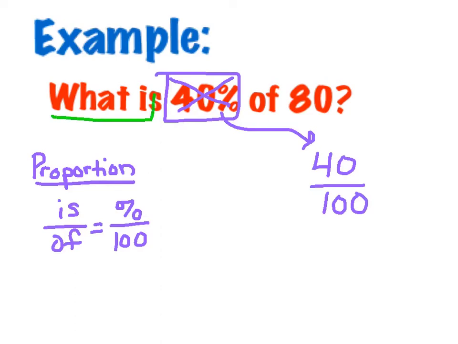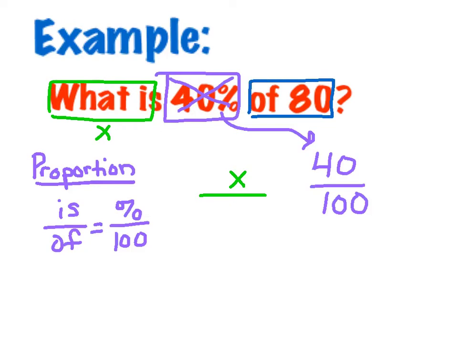Well, I have what is. So basically that's going to be my x value. And is goes in my numerator, so it's going to be x. Then I look and say, well, I want to know it's of 80. So the key word here is of, which would go underneath. And I'm going to set those equivalent.